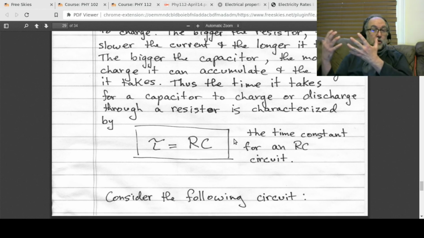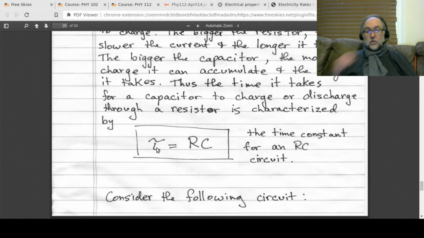The bigger both of them are, it's the product of the two that will determine how long it takes to charge up. This is known as the time constant. Tau is the time constant for an RC circuit. I'll show you in a minute that if you multiply ohms times farads, you get seconds. Not something you would expect.